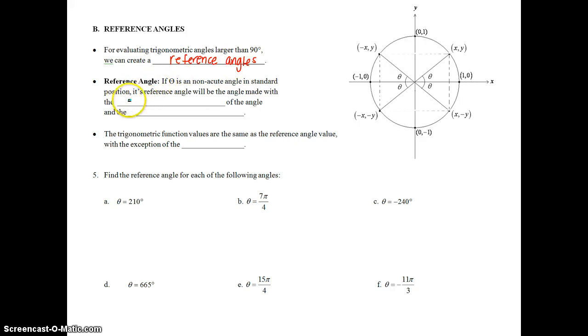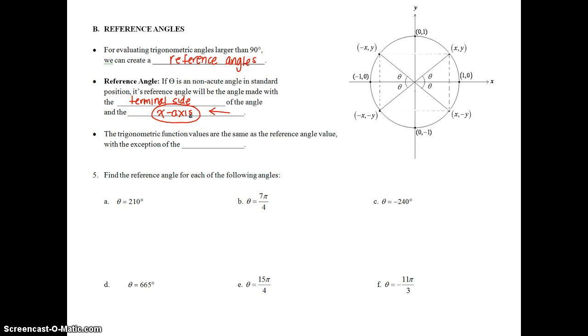And the reference angle is created with the terminal side of the angle and the x-axis. The biggest mistake that people are going to make is they're going to draw their reference angle with the y-axis. So take a second to either highlight this or box it or make a little note to yourself. It's got to be with the x-axis. Okay?